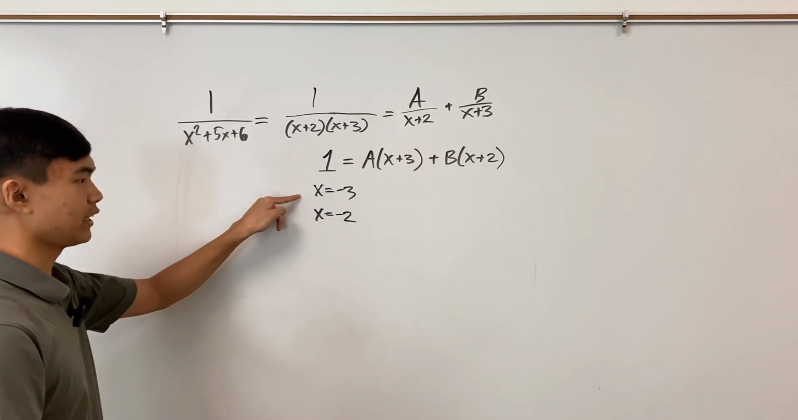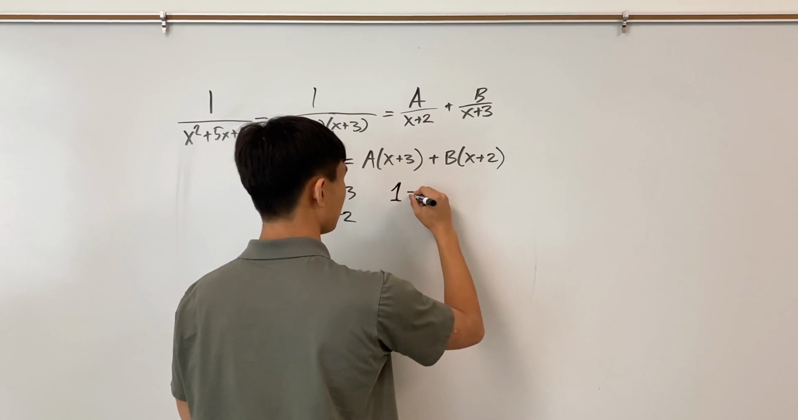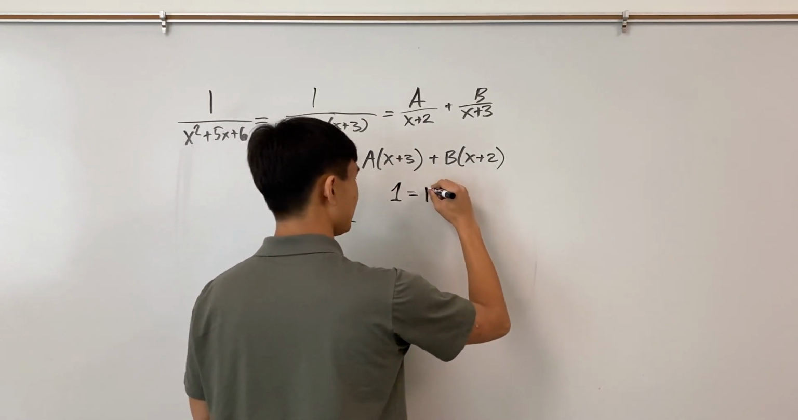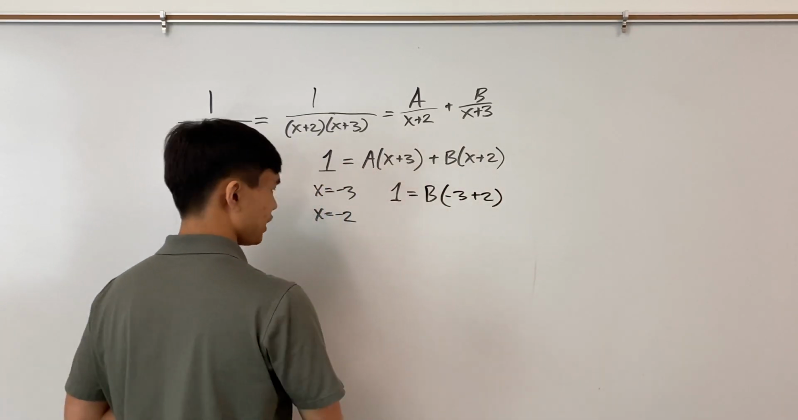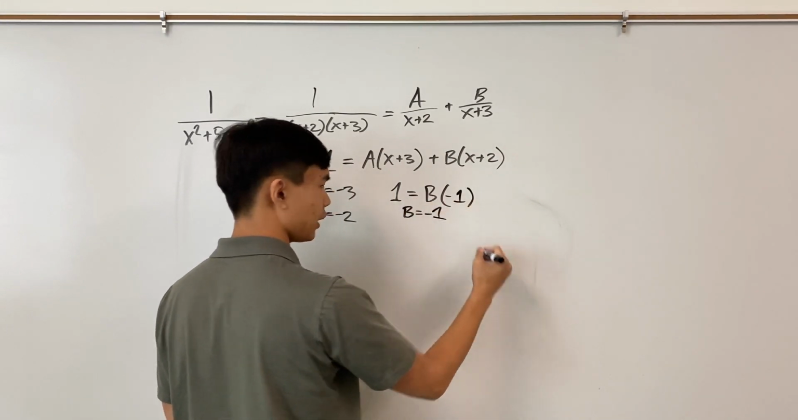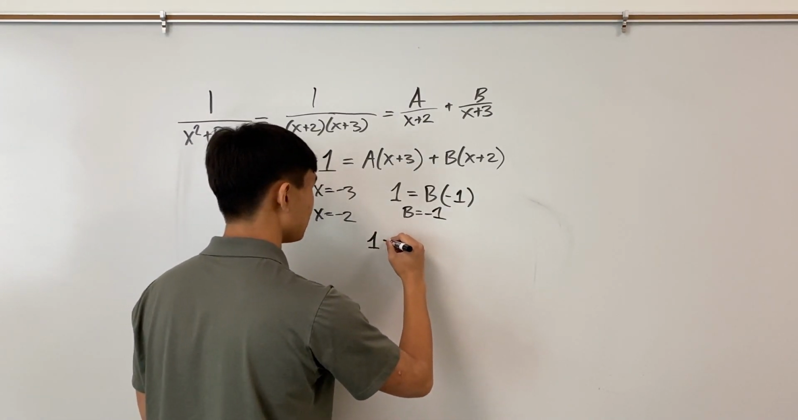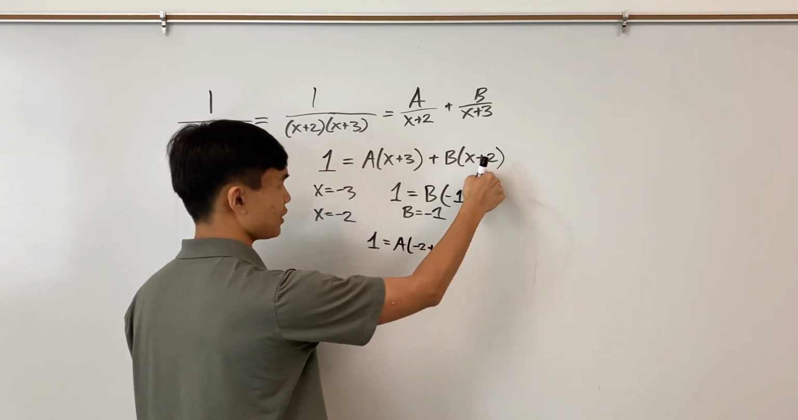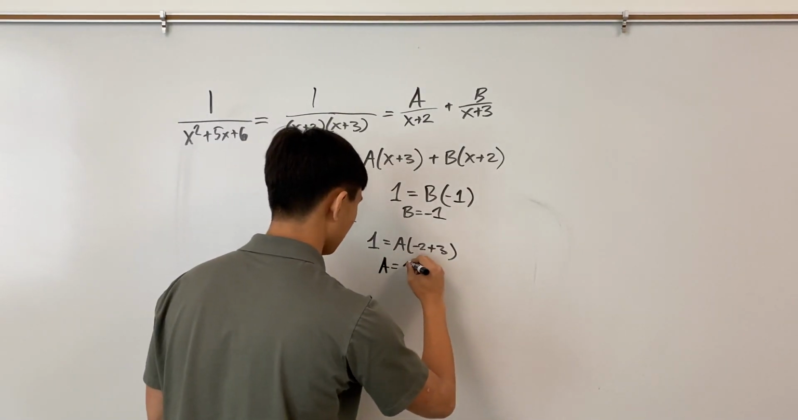I'm going to begin when x equals negative 3. So in this case, the equation turns into 1 equals, so minus 3 plus 3 is 0, so this goes away. And here, b times minus 3 plus 2, which is negative 1. And from here, we can see that b equals negative 1. In the second case, when x equals negative 2, then we have 1 equals a times minus 2 plus 3, and then this goes to 0. So minus 2 plus 3 is 1, so we have a equals 1.